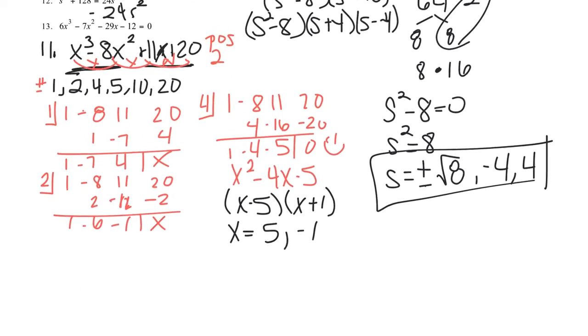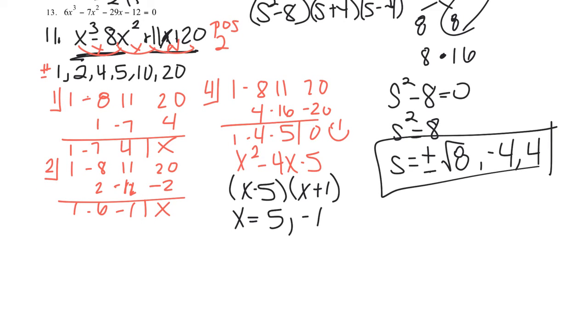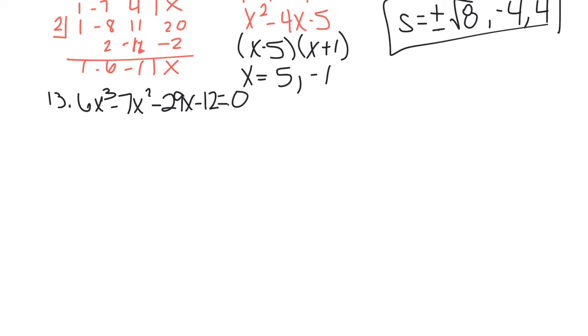Let's move this over and up. Let's look at number 13. 6x cubed minus 7x squared minus 29x minus 12 equals 0. Again, we don't have any common factors here. So we're probably going to end up using our p's and q's. So my list of p's are 1, 2, 3, 4, 6, and 12. Those are my factors of 12. My factors of 6 are 1, 2, 3, and 6.